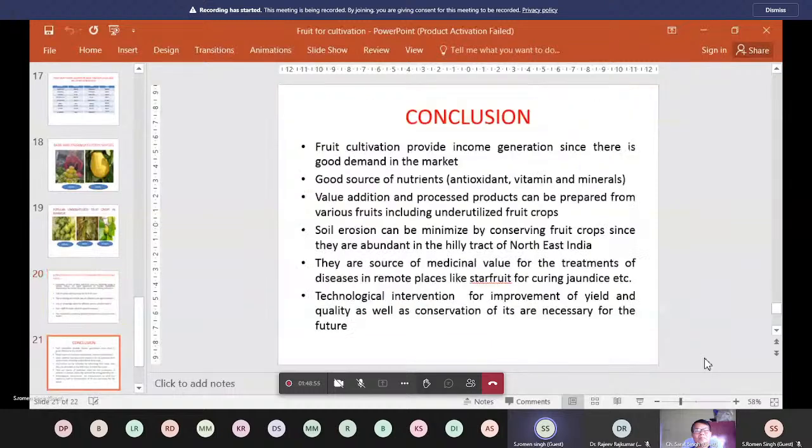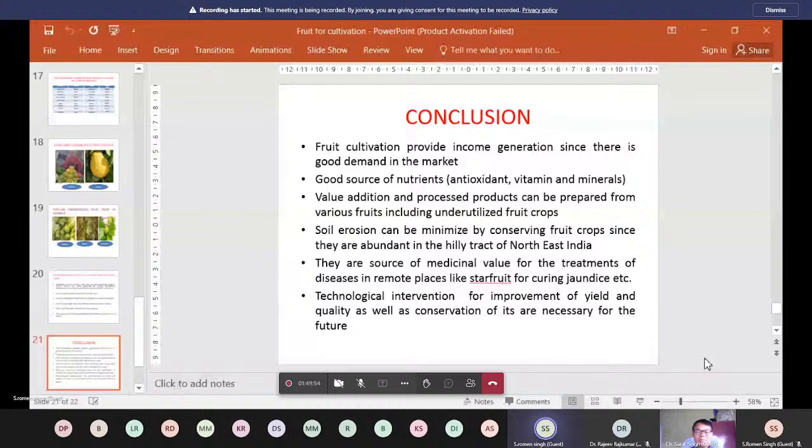I want to conclude that fruit crop cultivation gives a lot of income generation for poor farmers in Manipur as well as the entire northeastern part of India. It is also a good source of nutrients. But at present, we are not doing proper conservation, and due to population explosion, our land under fruit crops is decreasing day by day. These fruits also have medicinal value. In remote places, they are used for medicinal purposes. For example, the star fruit, which we call phenazone, is used as a jaundice treatment in remote villages where there is no pharmacy and doctors are poorly available.